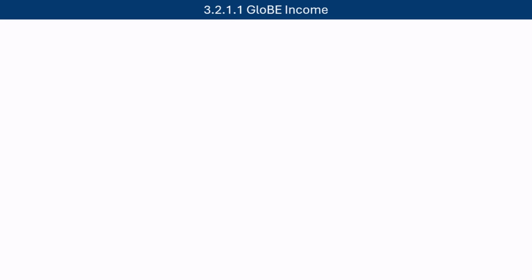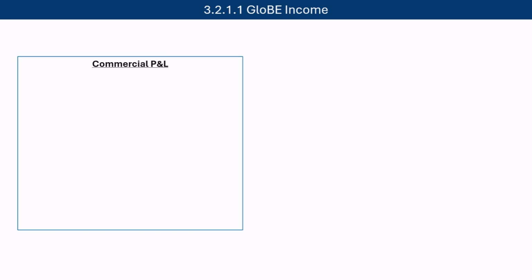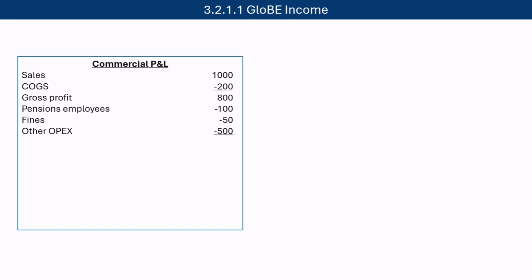Let us talk about GloBE income. What is really happening? So if we have a commercial P&L of a constituent entity here, we've got sales of 1,000, we've got COGS, cost of goods sold, of 200, so we have a gross profit of 800. Then we have some pension fees for employees, which were 100. We've got some fines that we had to pay for 50. We had some other OPEX for 500, and then we end up with an operating profit or an EBIT of 150, right?